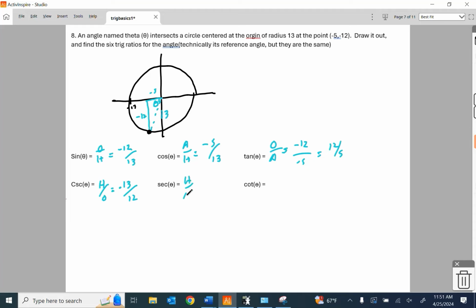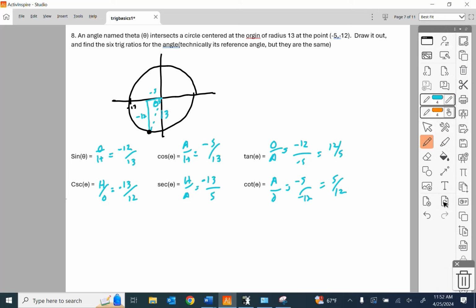Secant is the funny guy. Secant says ha. Hypotenuse is 13. Adjacent is a -5. Put the negative in the numerator. Tangent says oa. Cotangent says ao. Adjacent is a -5. Opposite is a -12. A negative over a negative is a positive. Easy peasy Japanesey. Now there's another way of doing this, and I should have taught this lesson by the time you take the quiz.